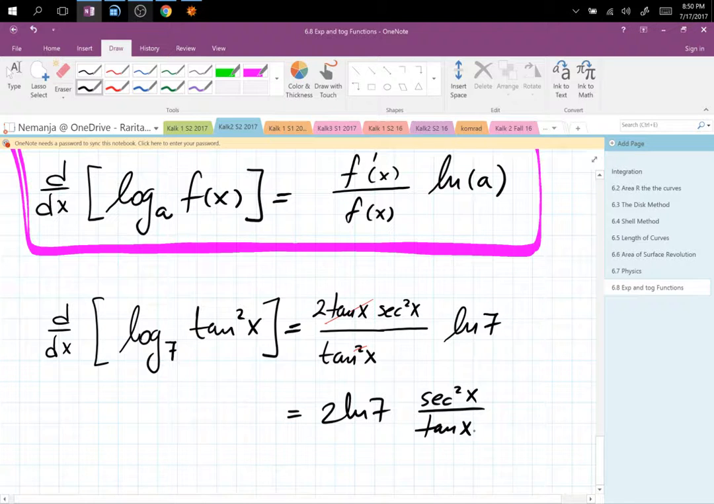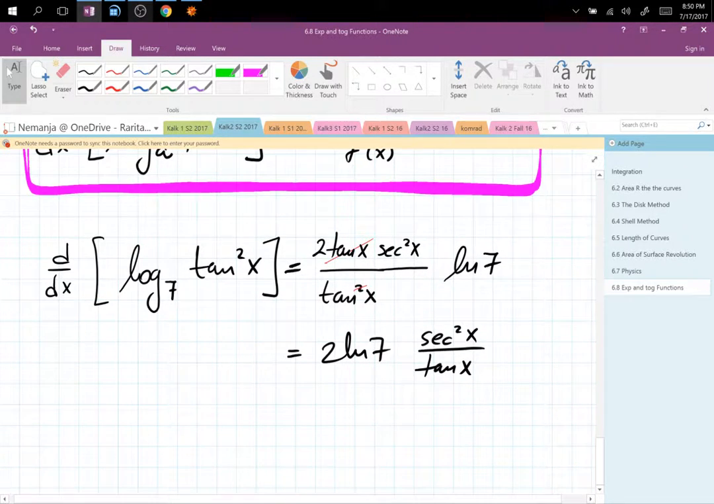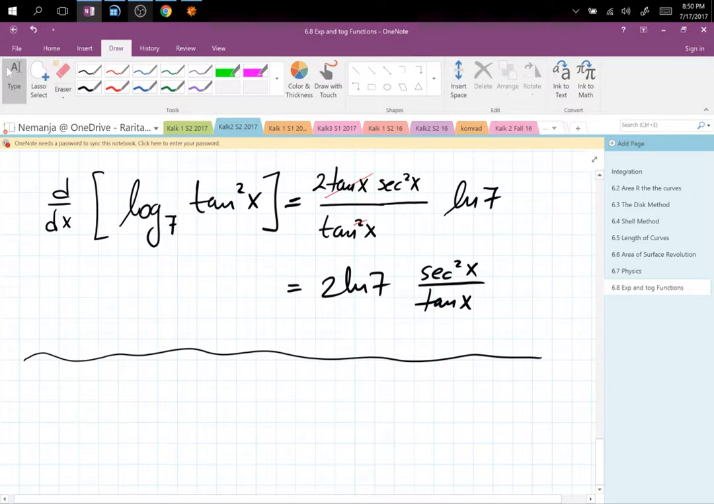We can simplify this more, actually, right? Because secant is 1 over cosine squared over there, and then you have tangent as sine over cosine. So one of the cosines will cancel, but we're not going to get far. So that's it.